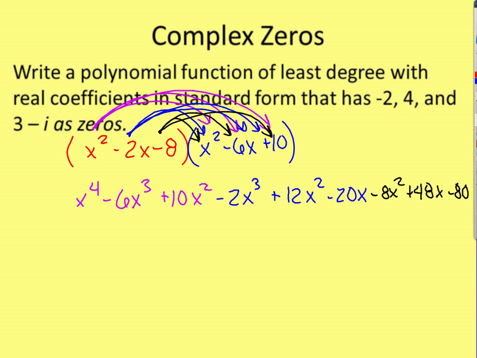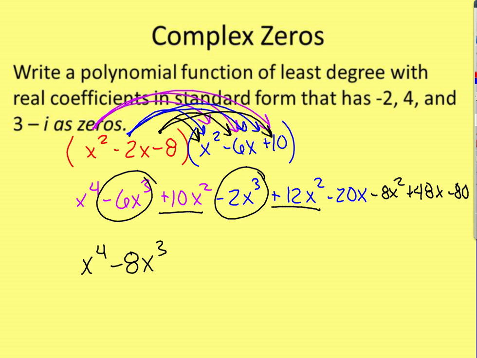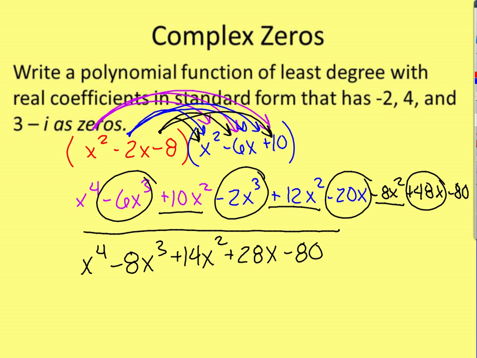So we only have one x to the 4th. I have negative 6x cubed, negative 2x cubed. So that gives us negative 8x cubed. We have a 10x squared, a 12x squared, and a negative 8x squared. That's going to give us a 14x squared. We have a negative 20x and a positive 48x. If we combine like terms, that's going to give us 28x. And the only thing that is the constant term is the negative 80.